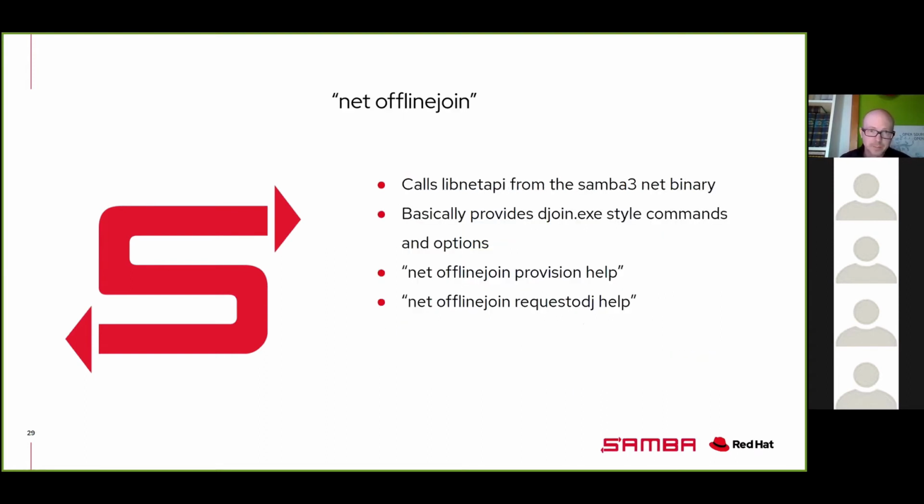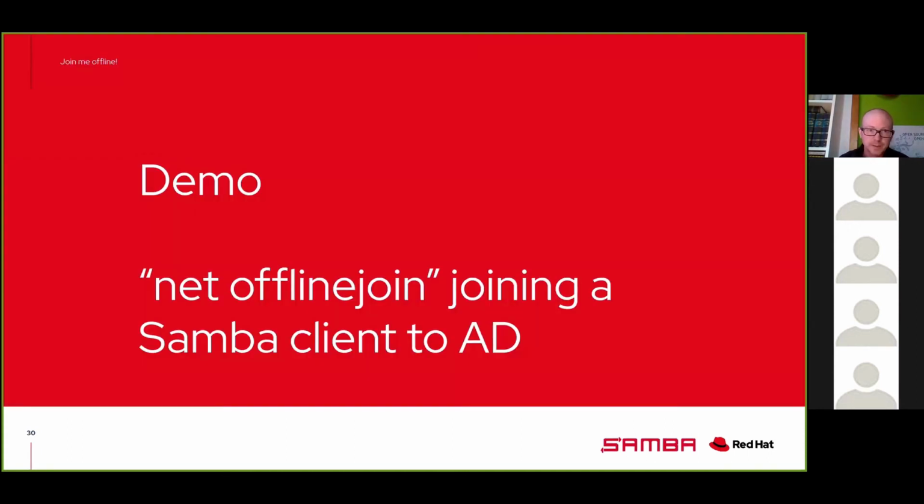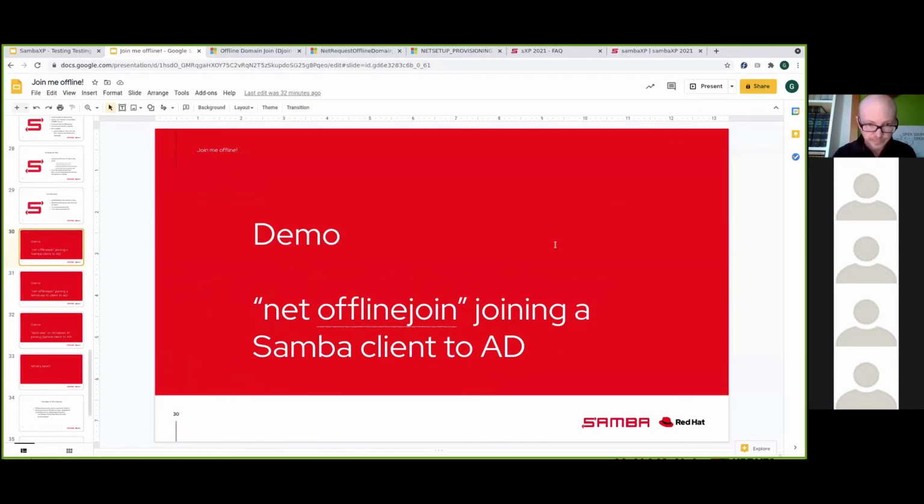But most people, when they are joining, probably want to use the net binary, which is very common. And I just added a new command called net offline join, which calls into this libnet API library and then uses these two different API calls for provisioning and for requesting the offline domain join. That's of course all very abstract, so I would really like to show you some demo videos.